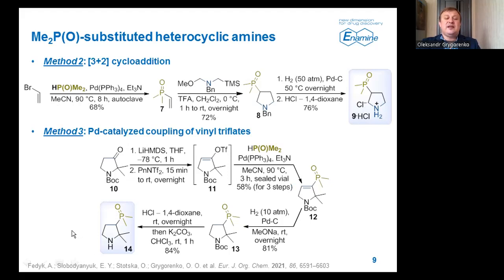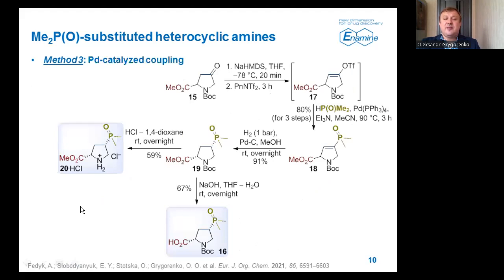have designed another sequence commencing from the corresponding protected beta pyrrolidones. We have transformed them into the corresponding vinyl triflates and then subjected them to phosphorylation under palladium catalyzed conditions. And this method worked well. And then after reduction of the double bond, the corresponding saturated heterocyclic compounds were obtained with high efficiency.